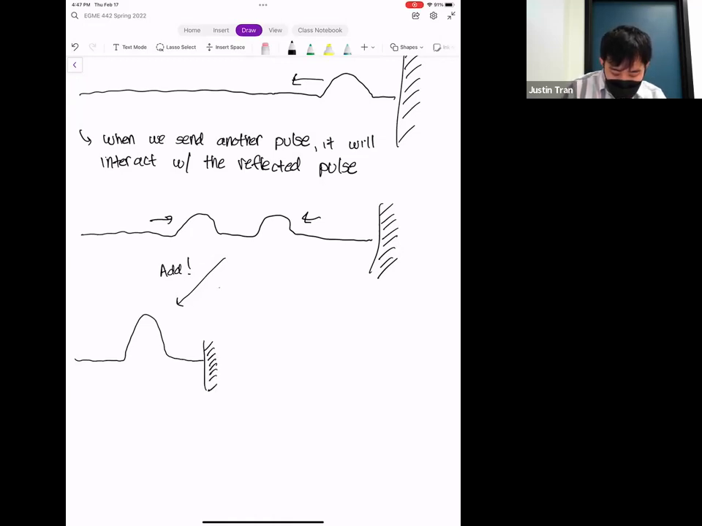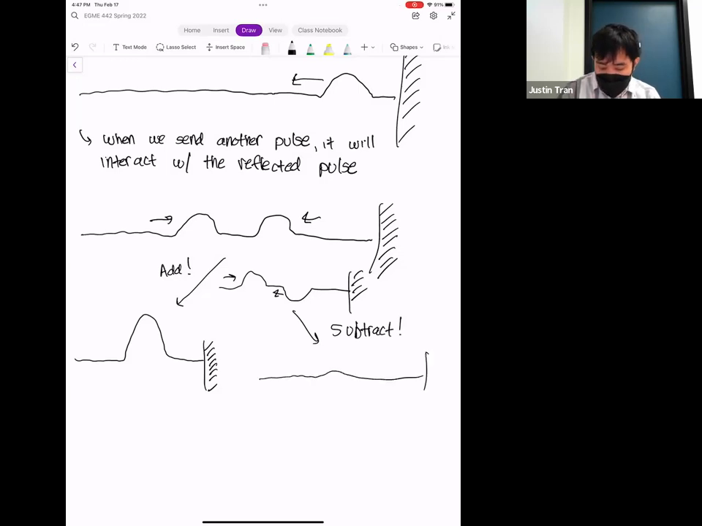But what can also happen is if you have a pulse that's interacting with a pulse in the opposite direction. When this happens, they subtract from each other. You might see a little bit of a blip, but in other words, they kind of destructively interfere with each other.